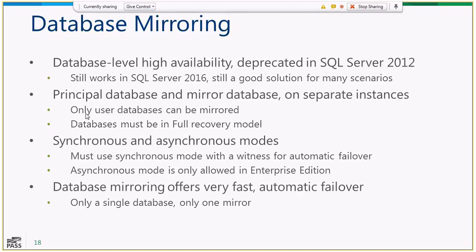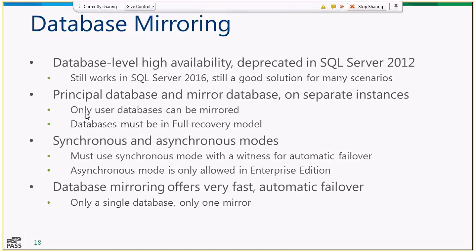But anyways, with database mirroring, you've got a principal database and a mirror database that are on separate instances on separate servers. And only your user databases can be mirrored. You can't mirror system databases. And just like Always On availability groups, they have to be in full recovery model at all times. And you've got synchronous mirroring and asynchronous mirroring. And asynchronous mirroring is only supported in Enterprise Edition. And if you want to get automatic failover with database mirroring, you have to use synchronous mode, and you have to have a separate witness instance to get automatic failover.